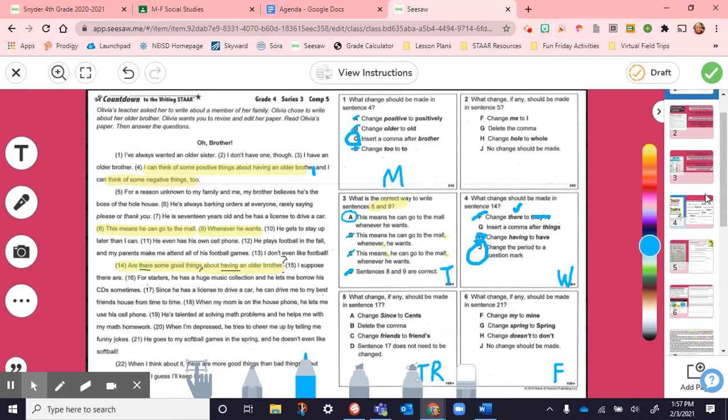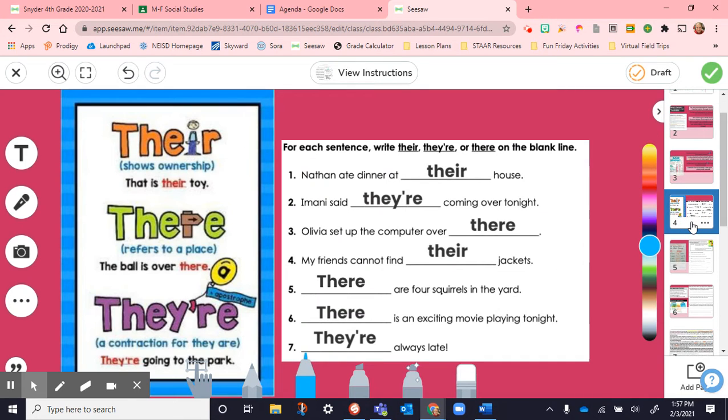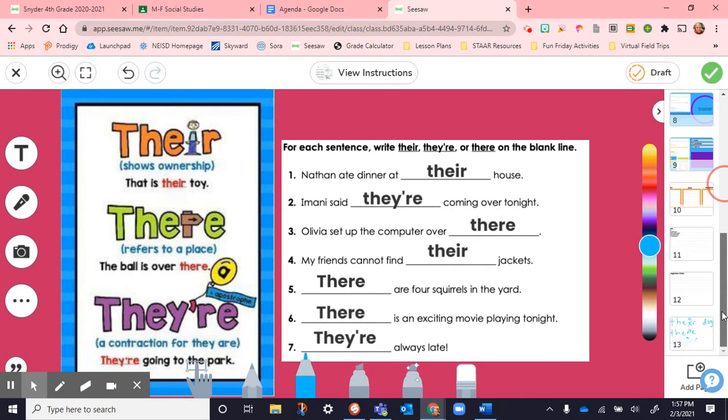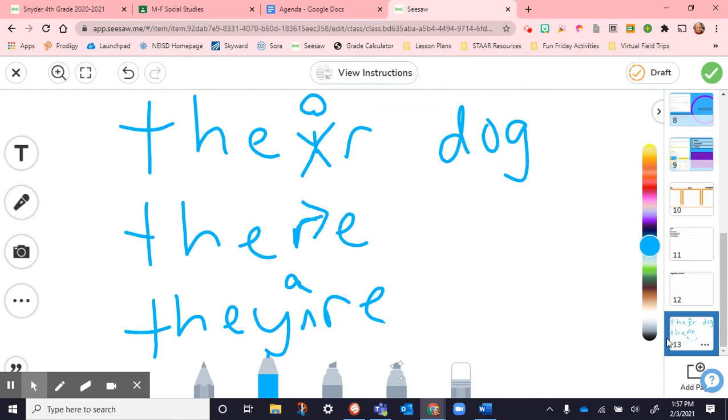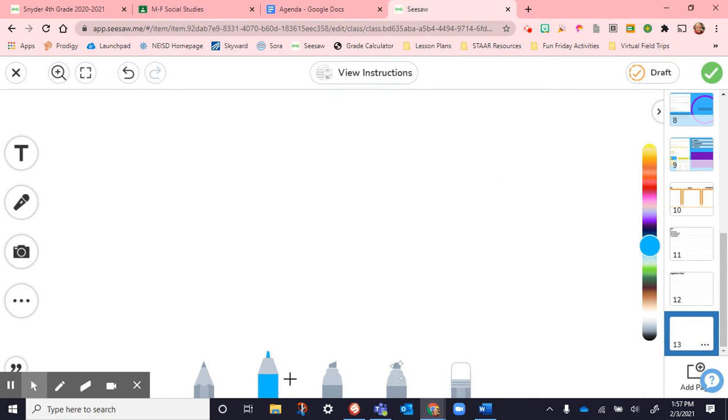So today we went to page 4 and we worked with homophones. And so we took some notes down here. We made a page, we added a page 13. And so let me clear this out so we can go over it together. So we know that we have three: there's their, there, and there.